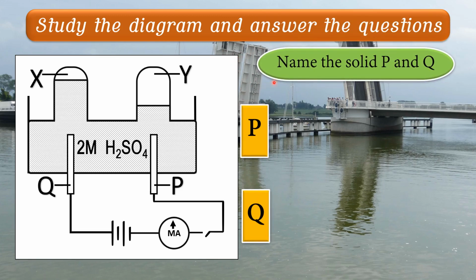So the first question is they want us to name the solid P and Q. So we have, this is solid P and this is solid Q. They want us to name them. What do you think they are?